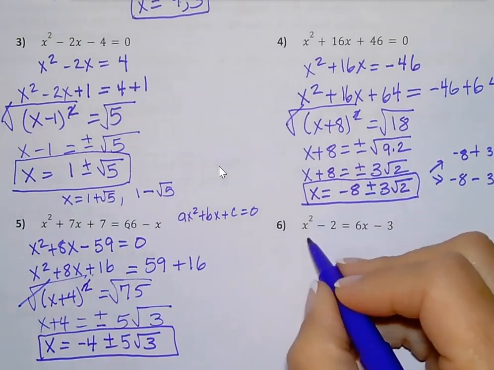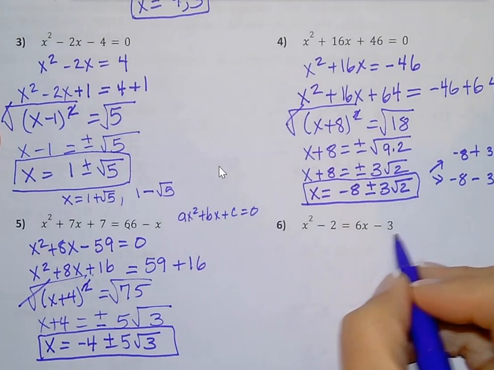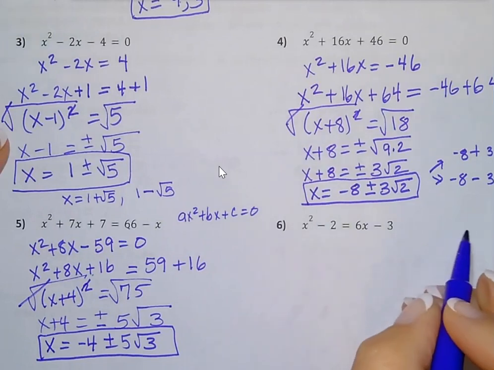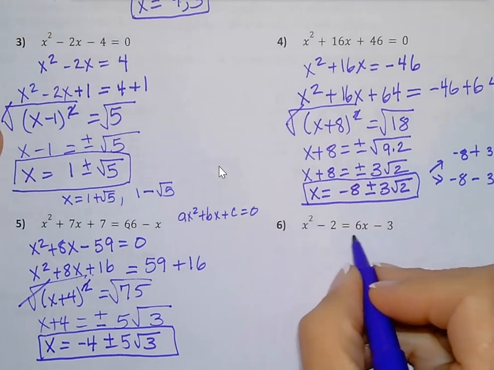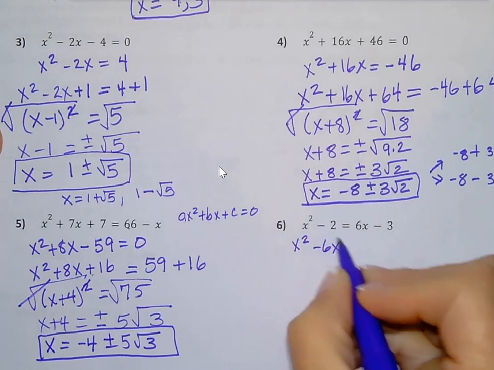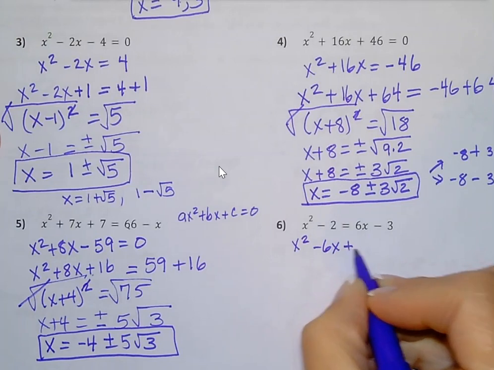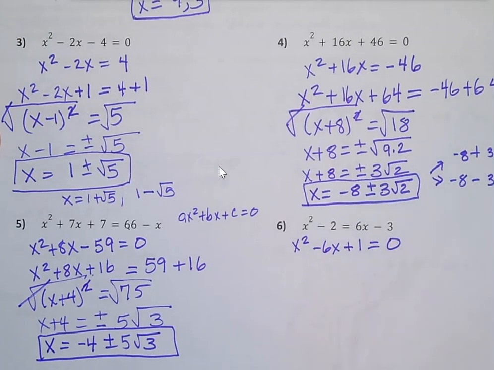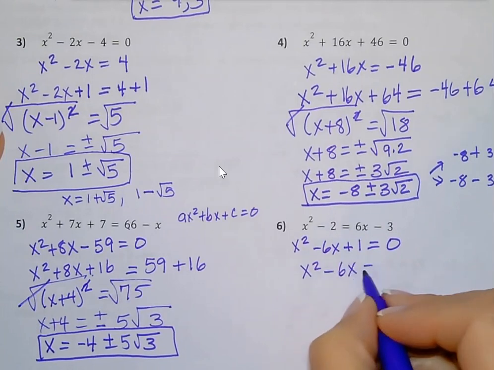Okay, over here I have x squared minus 2 equals 6x minus 3. I'm going to first put everything over so that I end up with standard form. Okay, so I'm going to subtract 6x from each side. And I'm going to add 3 to each side. So negative 2 plus 3 is just 1. That all equals 0. Okay, now I'm going to put it in ax squared plus bx equals c format. x squared minus 6x equals negative 1.